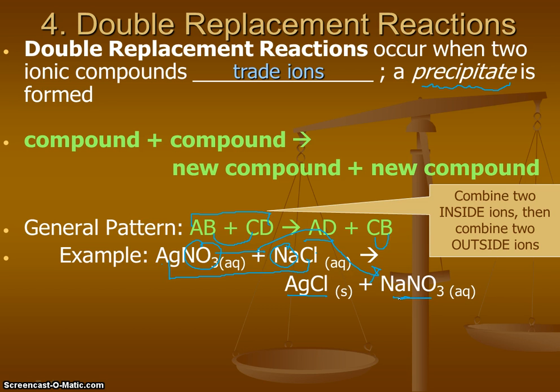Metal is always written first, non-metal second. That's why I switched the order in which they appeared. But the sodium and the nitrate get combined. I do my own crisscrossing in the products, but here everything had a charge of plus or minus 1, so everything came out crisscrossed okay. But that is something you would watch for when you're making your new products.